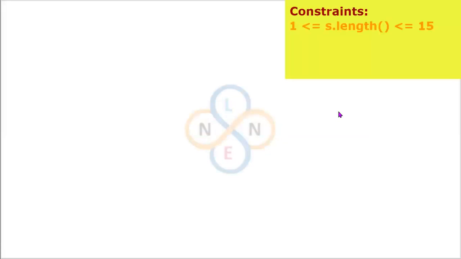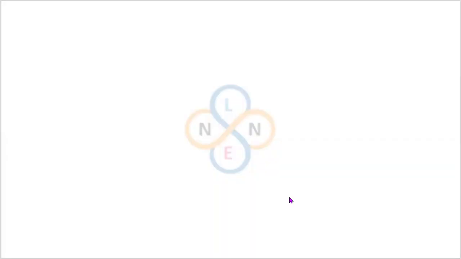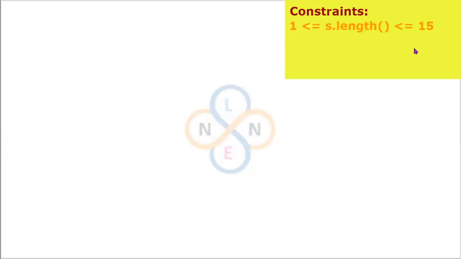Let us continue. The important thing is there are three constraints for this program. Constraints are nothing but some conditions, so we are writing a logic based on these conditions. The first condition is the given string length should be a minimum of 1 and a maximum of 15. If you observe the second input, it is of length 15. More than this, we can't write a valid Roman number. That's why the constraint is up to 15.